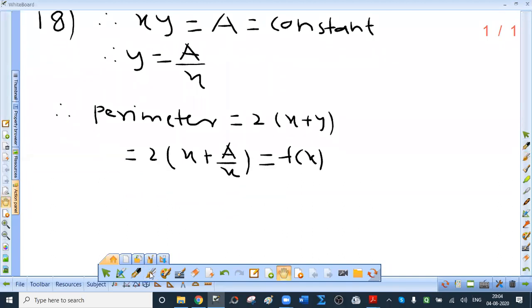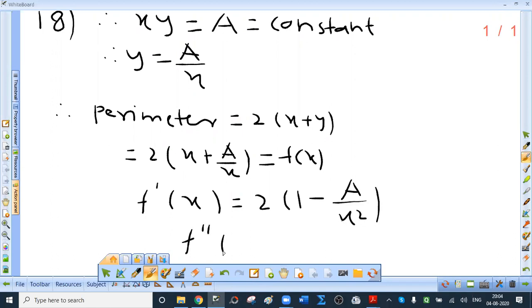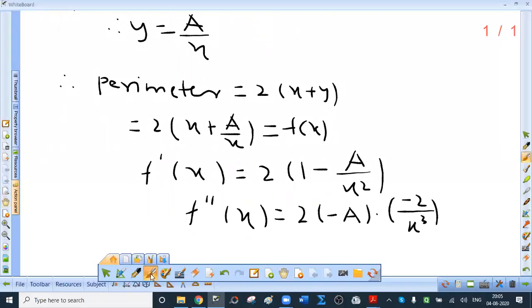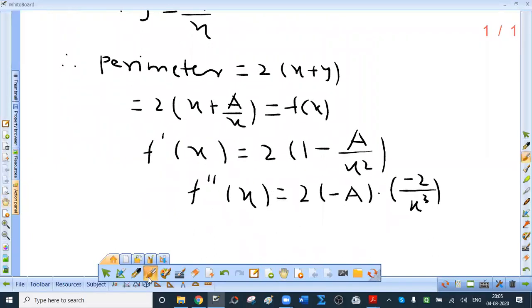Now, in this case, f(x) is obtained. So what is f dash of x? It is 2 into 1 minus a upon x square. Okay, find out f double dash of x also. It is 2 into minus a. What is 1 upon x square? It is x raised to minus 2. Its derivative is minus 2 x raised to minus 3, that is minus 2 upon x cube. So if you simplify this, you get what? The second derivative is nothing but 4a upon x cube.